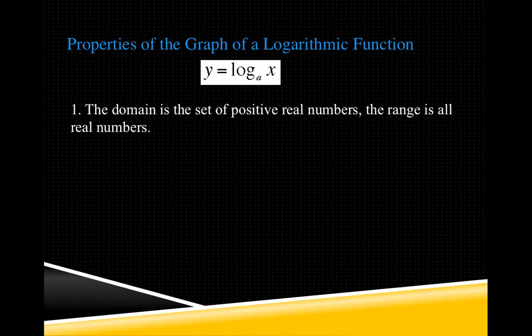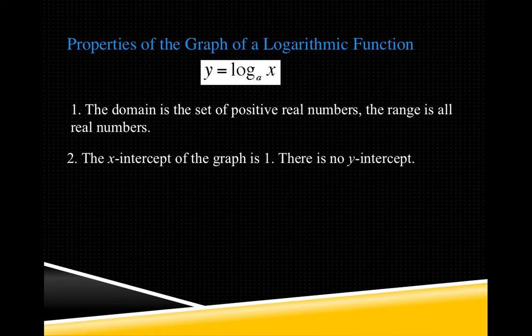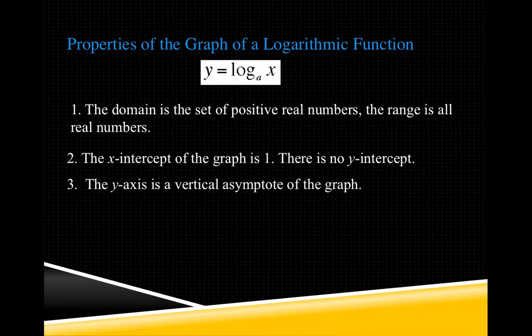Number 1, the domain is the set of all positive real numbers. We just mentioned that a few minutes ago. This x must be positive. The range is all real numbers. Y can be positive or negative or 0. Number 2, the x-intercept of the graph is 1. There is no y-intercept. It will never touch the y-axis.